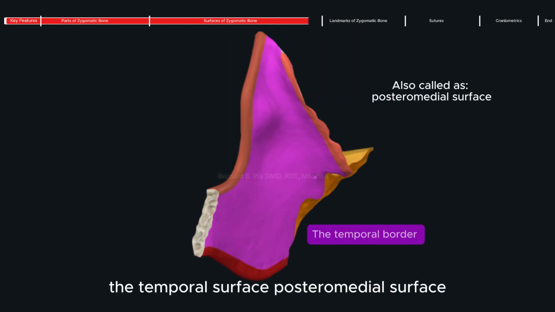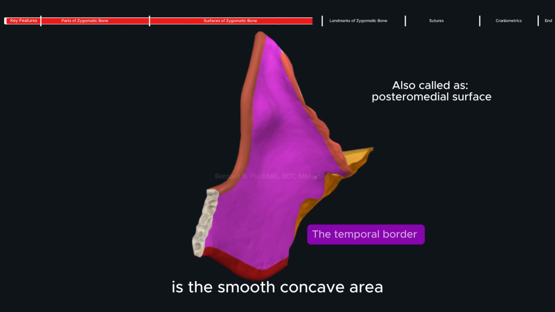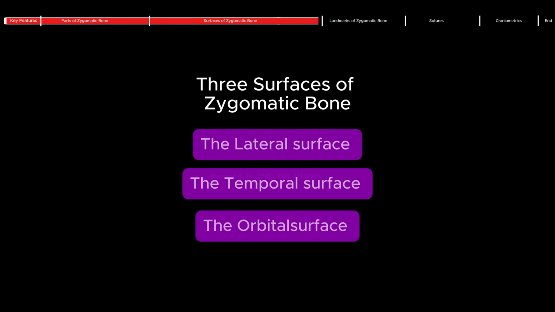8. The temporal surface, or posteromedial surface, is the smooth, concave area found along the posteromedial aspect of the zygomatic bone. It is one of three surfaces of the zygomatic bone, the other two being the lateral and orbital surfaces.